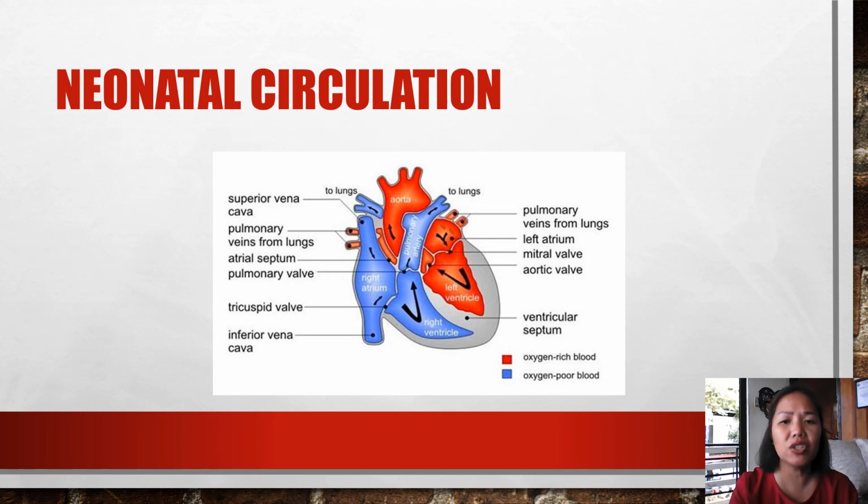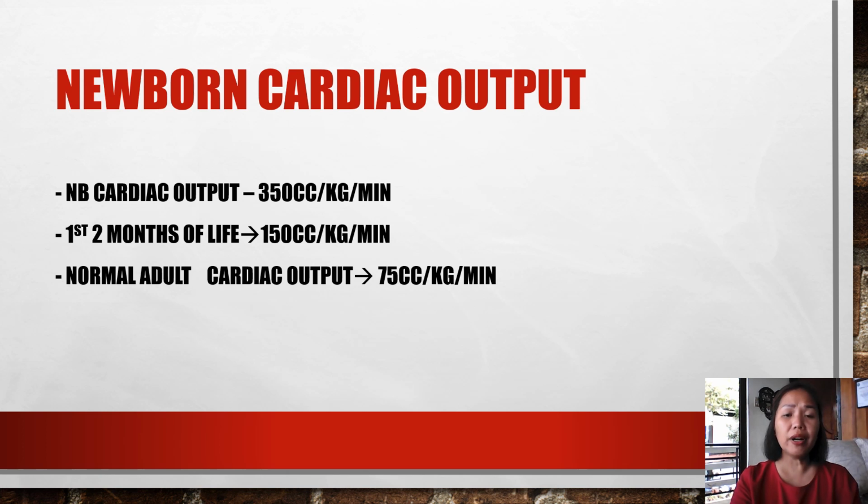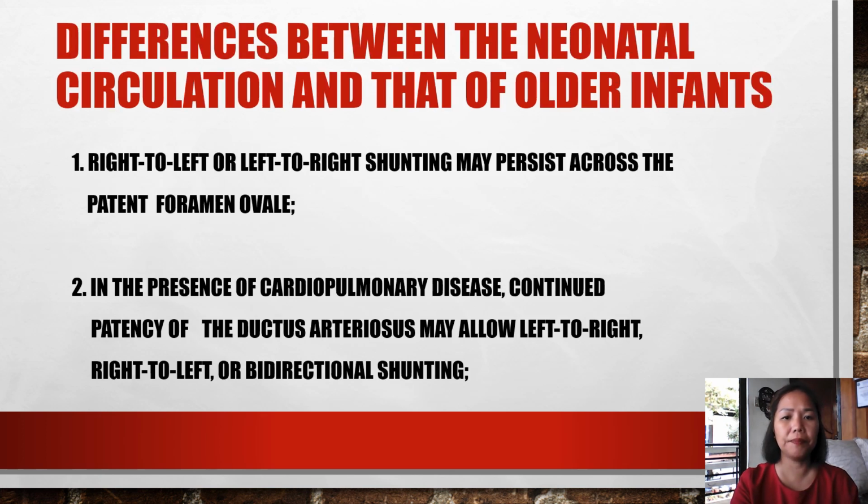Since the left ventricle is already pumping against a high systemic vascular resistance, the left ventricle thickens. Oppositely, the right ventricle thins out due to the low pulmonary vascular resistance. The newborn cardiac output is approximately 350 milliliters per kilogram per minute, and it falls in the first 2 months of life to 150 milliliters per kilogram per minute, and then more gradually to the normal adult cardiac output of approximately 75 milliliters per kilogram per minute.